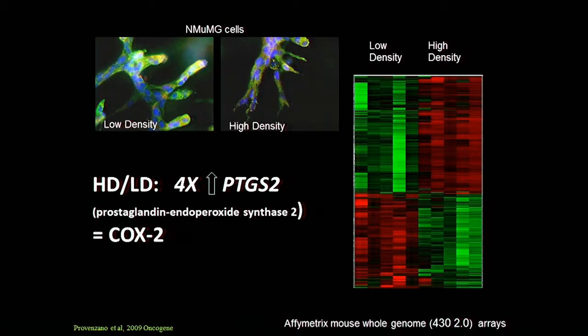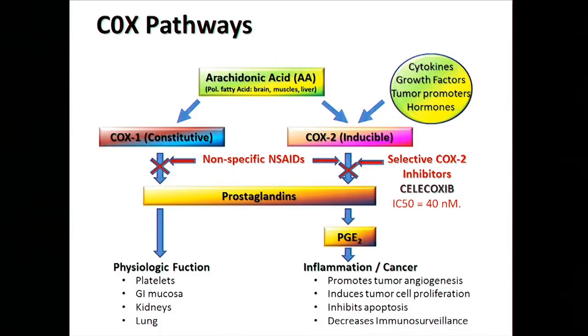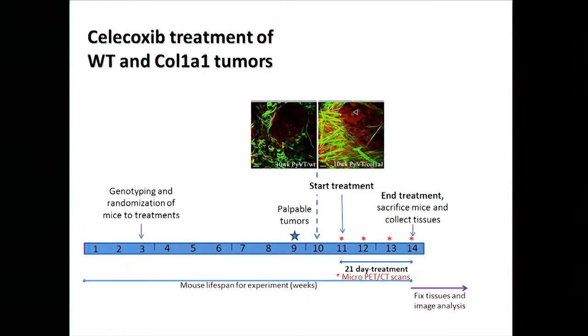We also find, when we go back to this gene expression array, that one of our biggest hits is this thing called prostaglandin endoperoxide synthase 2, or COX-2. And what this gene does is it converts arachidonic acid, it's part of the eicosanoid pathway, into prostaglandins and something called prostaglandin E2, involved in inflammation and cancer. When you take aspirin or ibuprofen, you're taking a non-specific drug that blocks both isoforms. There's a selective one called celecoxib that blocks COX-2, which is the inducible isoform.